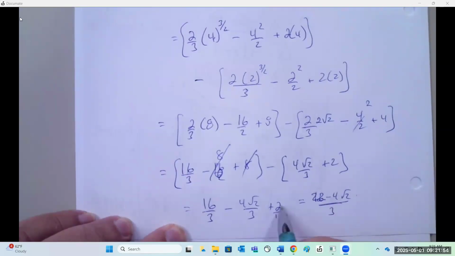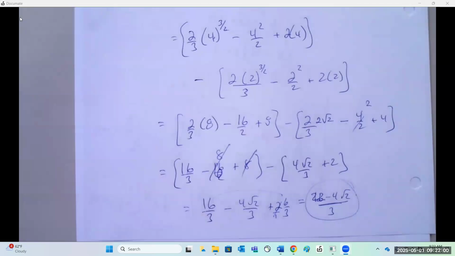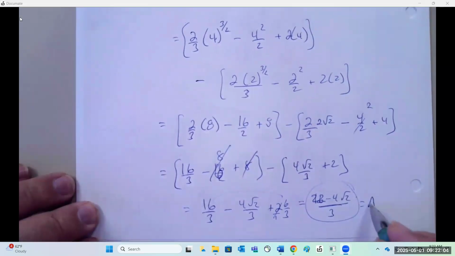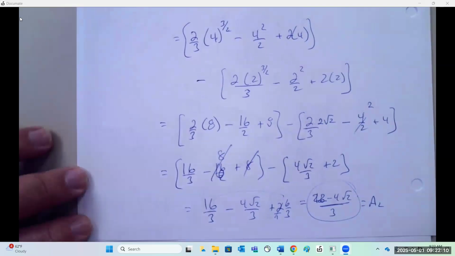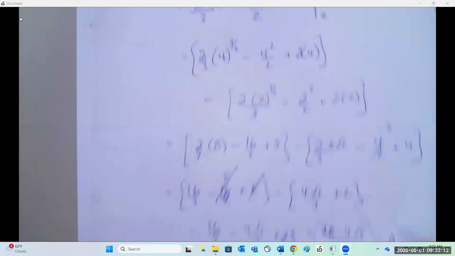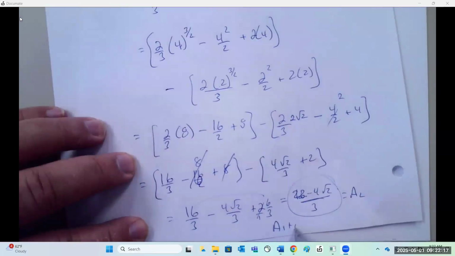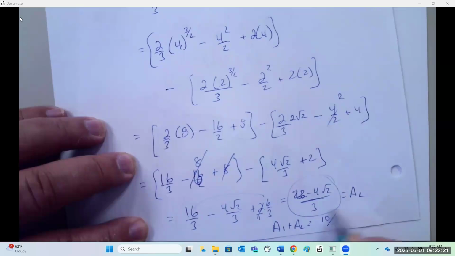This makes it 6 over 3, so that makes it 22 over 3. So that's the second area. Then you just add area 1 plus area 2, and you'll get 10 over 3.